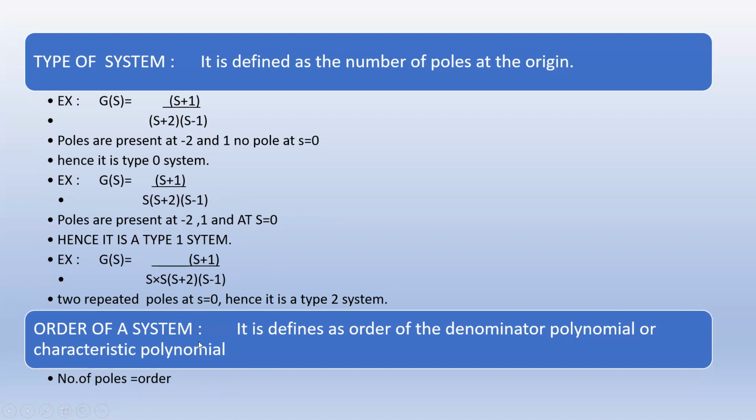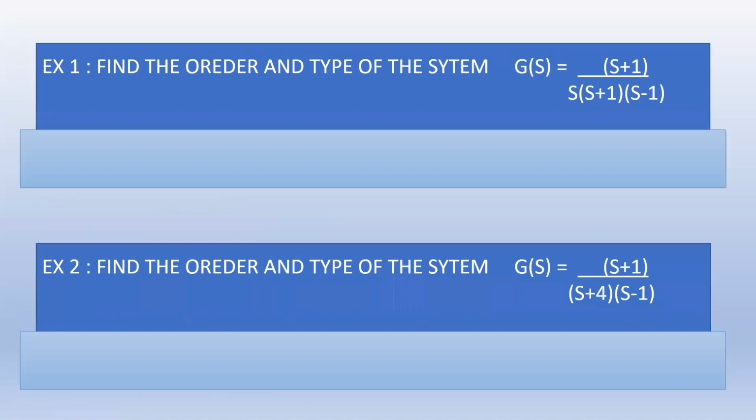Let us see what the order of the system is. The order of the system is defined as the number of poles. If we see the overall transfer function, the denominator polynomial is called the characteristic polynomial. The highest power of this characteristic polynomial is what is defined as the order of the system. So this is how we can define the type and order of the system. Let us quickly move on to some problems.